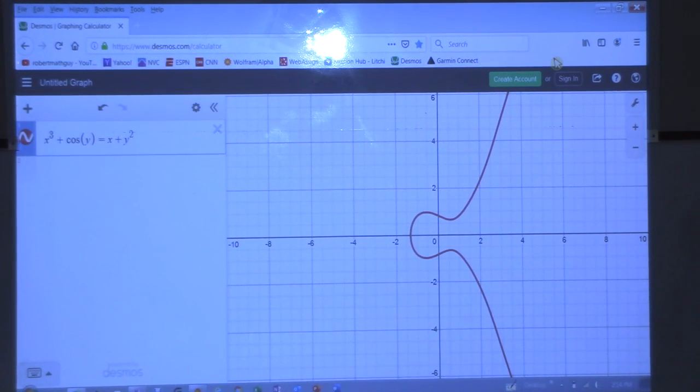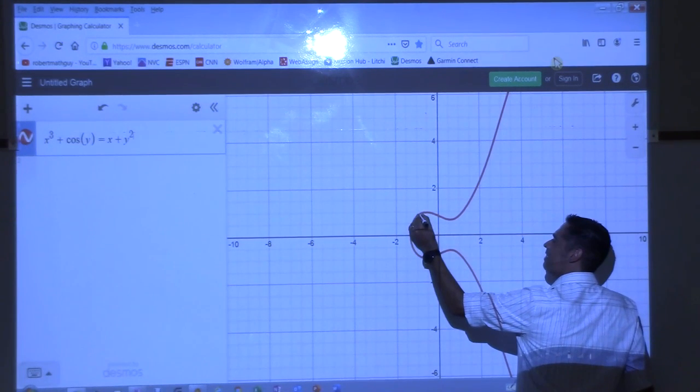It looks like a nipple. A nipple. All right.